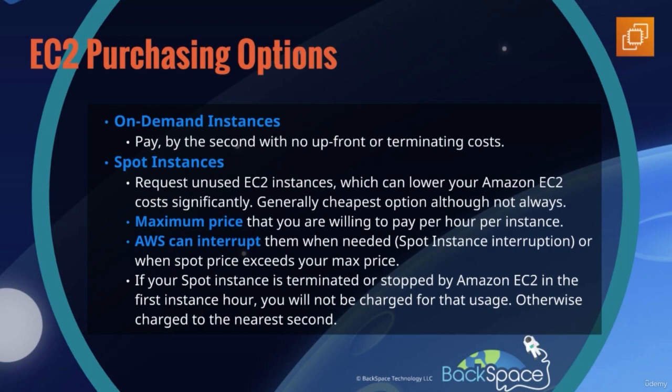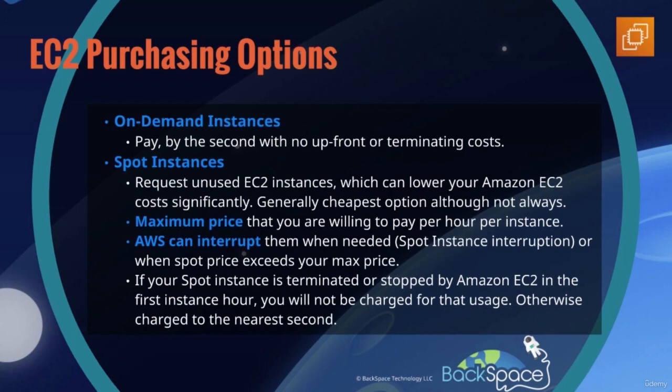The downside is that AWS can take that capacity back whenever they want, and that's called a spot instance interruption. And they can also take it back when the spot price for that next hour exceeds your maximum price. So that is something that you need to take into consideration. It's really best for batch type compute processes. For example, if you had big data stuff that needs to be processed, and once it's processed, you don't need that capacity anymore, a spot instance is great for that.